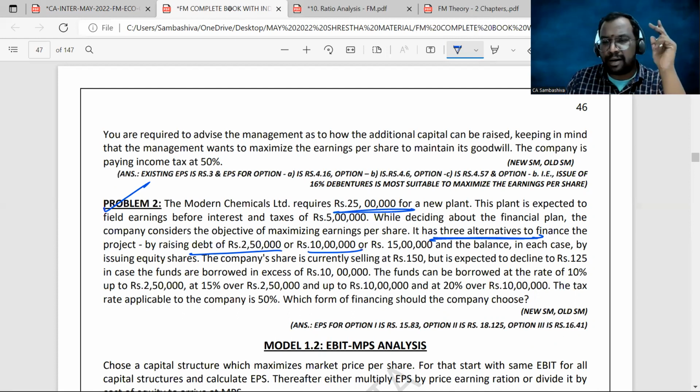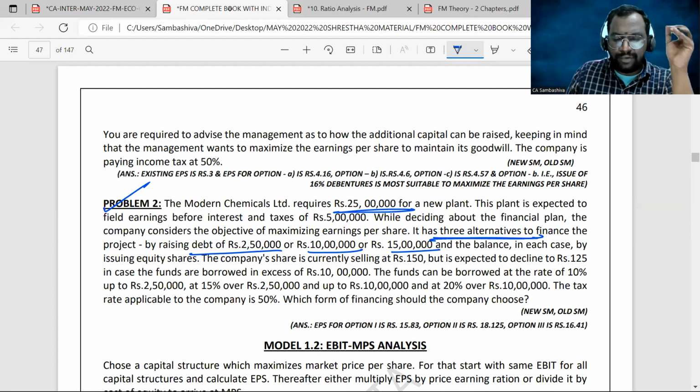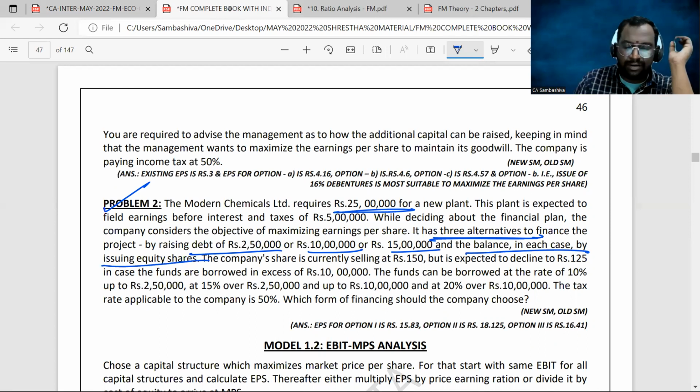Alternative two, by debt, you are raising 10 lakhs. And the remaining 15 lakhs, you have to raise through equity. Alternative three, by issuing the debt, you are raising 15 lakhs. The remaining 10 lakhs you have to raise by equity shares. The balance in each case by issuing the equity shares. Are you following, sir? Every one of you.